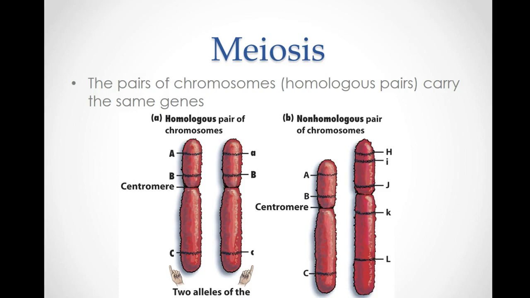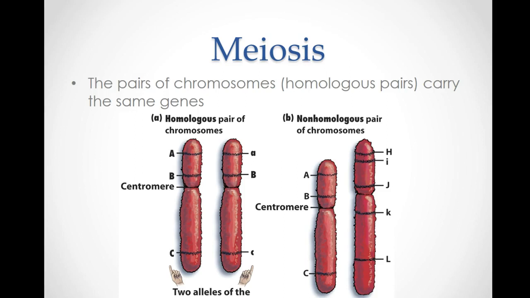Those 22 pairs of autosomes that I mentioned are numbered from 1 to 22. Number 1 is the largest chromosome, number 22 is the smallest chromosome. So your chromosome number 1 that you got from mom and your chromosome number 1 that you got from dad create a homologous pair of chromosomes. They travel around in pairs with each other. Meiosis is going to split those homologous pairs up from each other. That's what we're going to do.